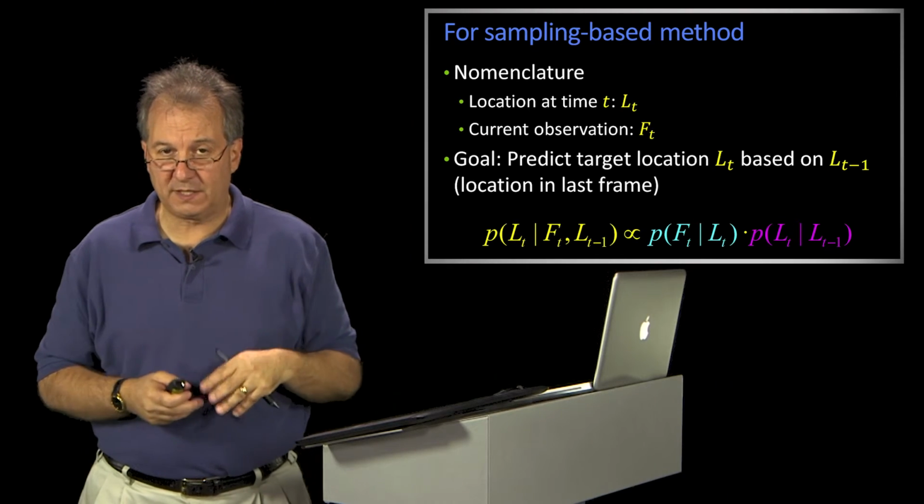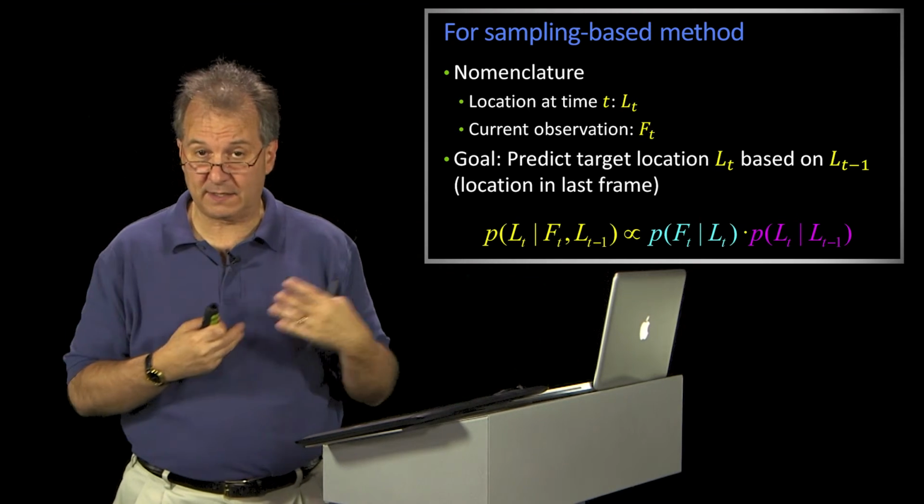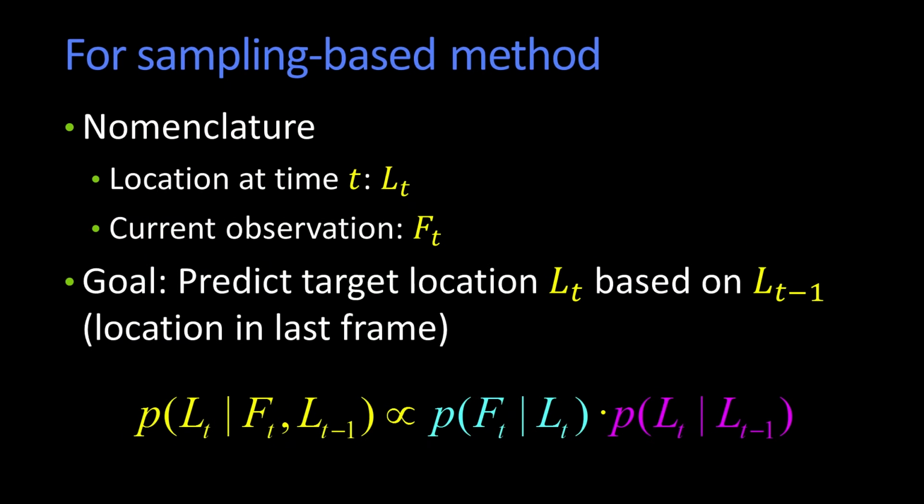So just the nomenclature that we're going to use here, and this is taken directly from the Ross et al. paper, we have a couple of things. First of all, there's the actual state, and they use L for location, but L may not be just the position, it might also be the scale, rotation, etc. And then they've got an observation that's called F.